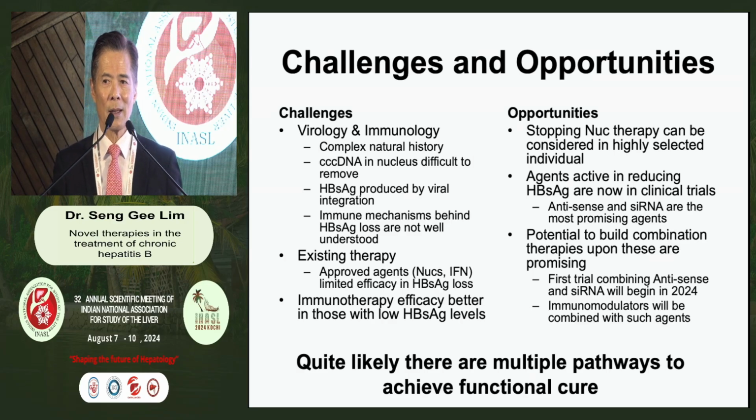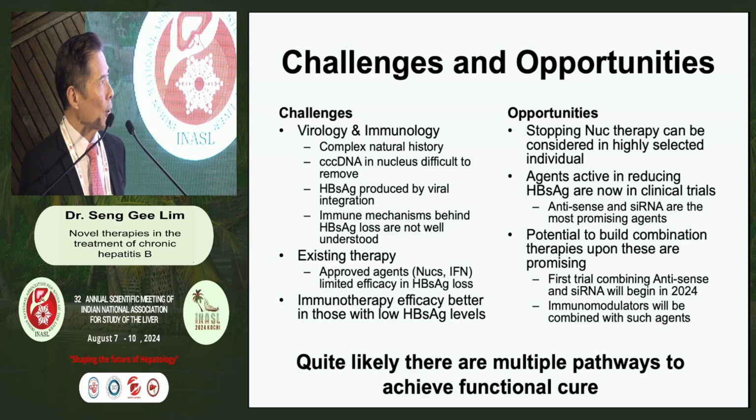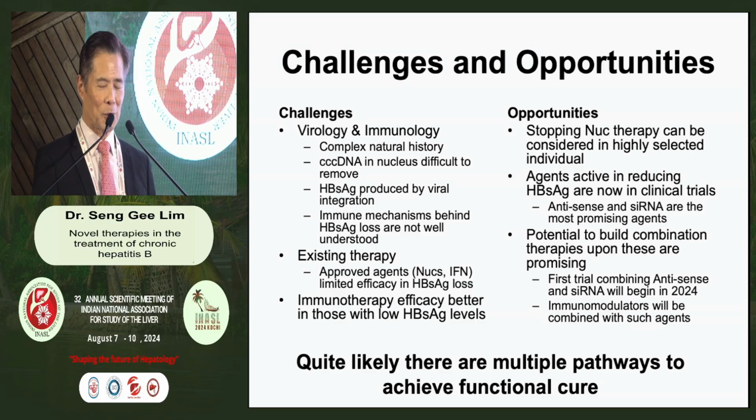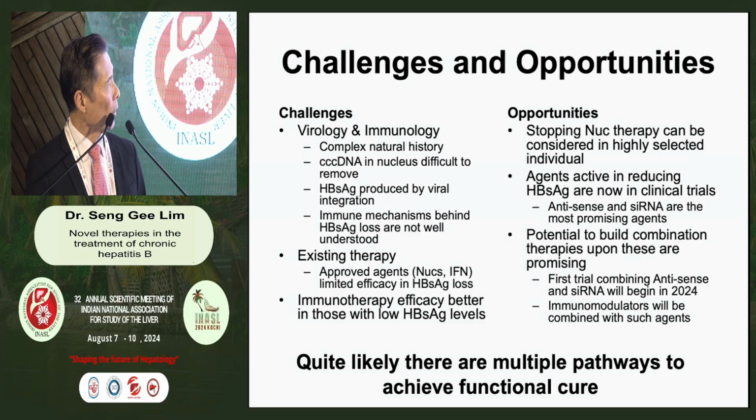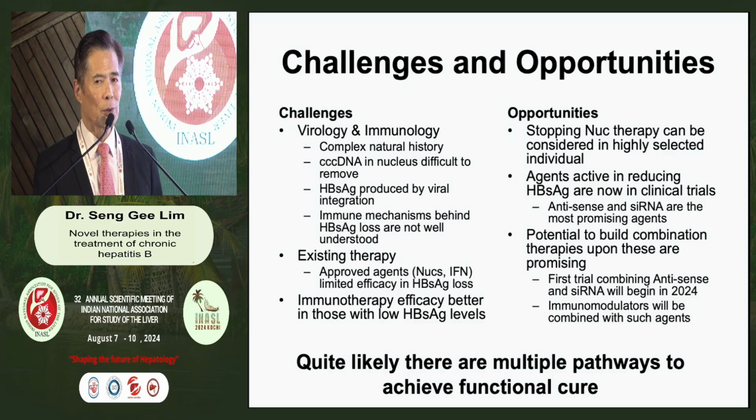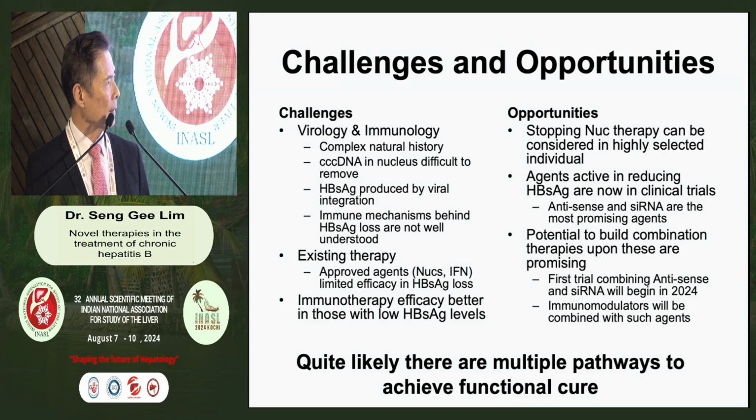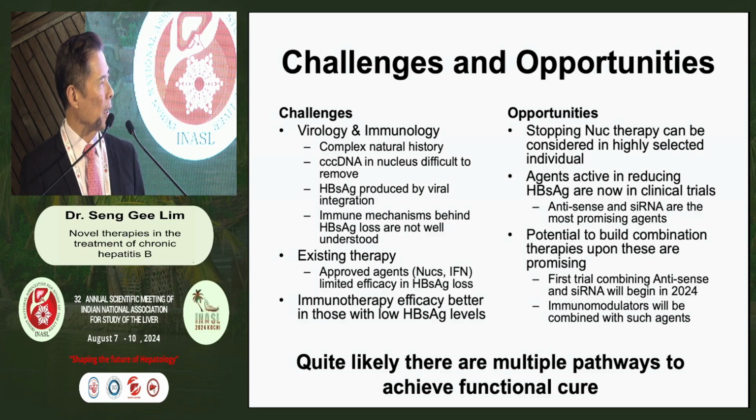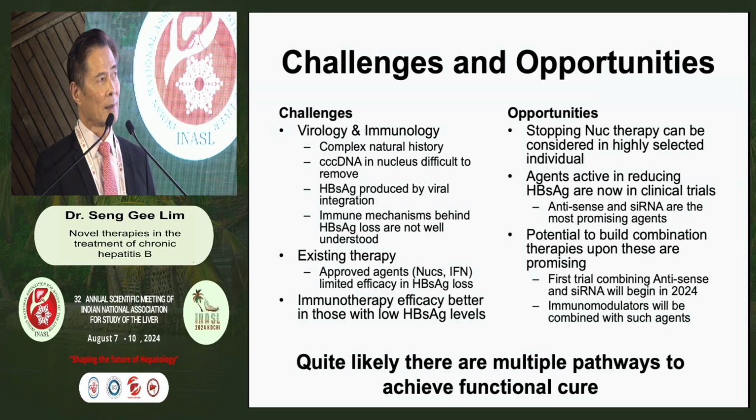So this is my closing slide. There are challenges and opportunities. The challenges seem to outweigh the opportunities at this time. Complex natural history, we can't remove cccDNA from the nucleus. S antigen is produced by viral integration. Immune mechanisms of S loss are not well understood. Existing therapies have limited efficacy in S antigen loss, and immunotherapy efficacy is better in those with low S antigen levels. So these are the challenges.